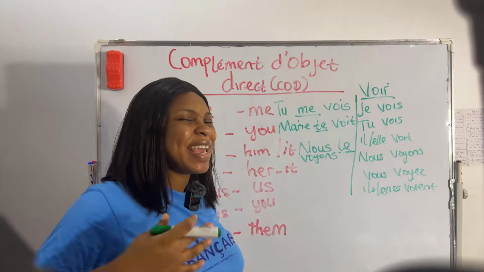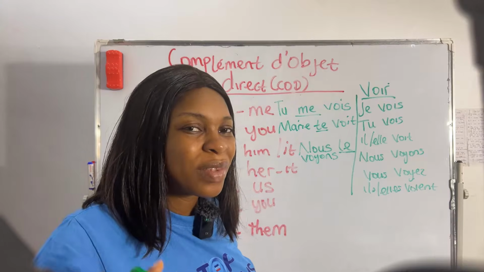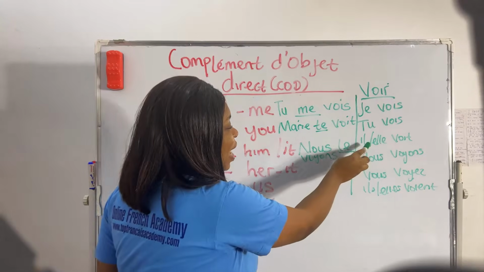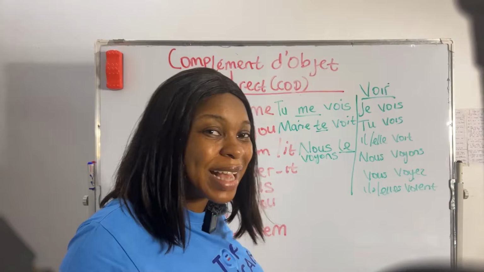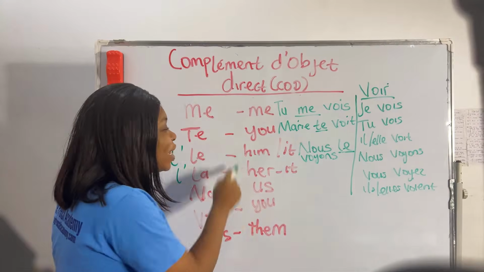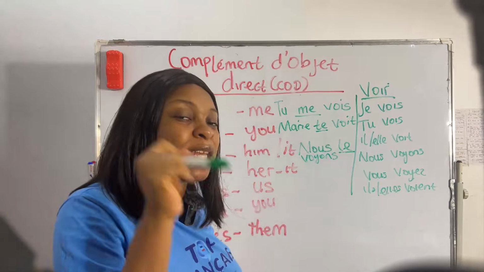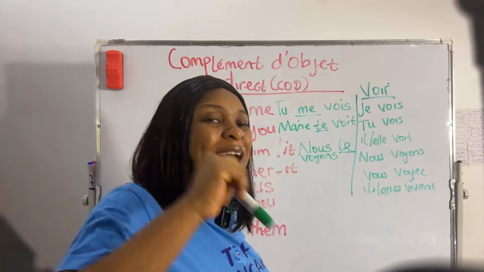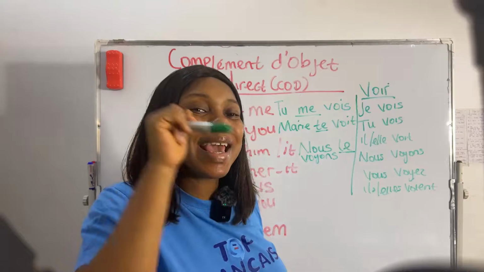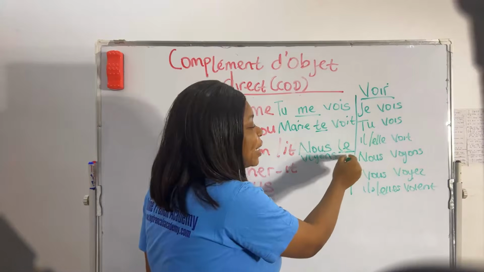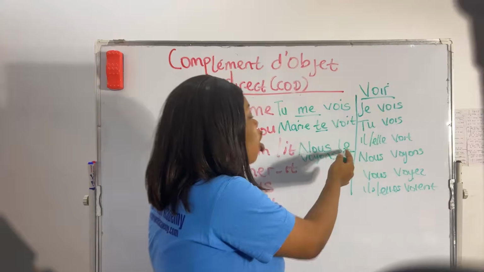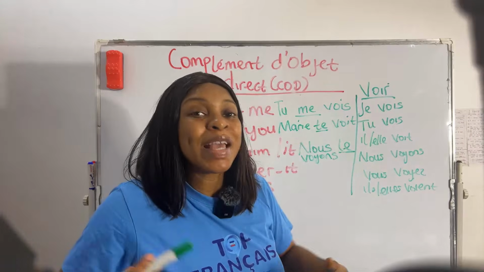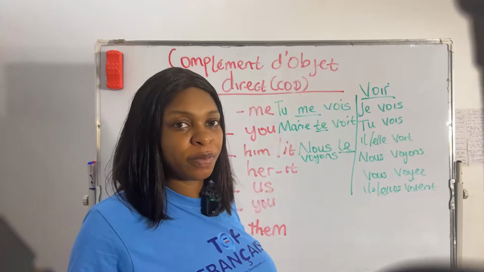Now, I want to say he is seeing her. Don't forget, this is il. H-E is il. That's the subject. But this le is him as the object. That is where we say, nous le voyons. We are seeing him or we see him. So we will not put il in this place. Why? Because le is what means him or it in French.